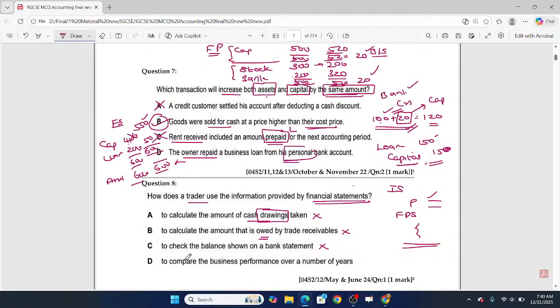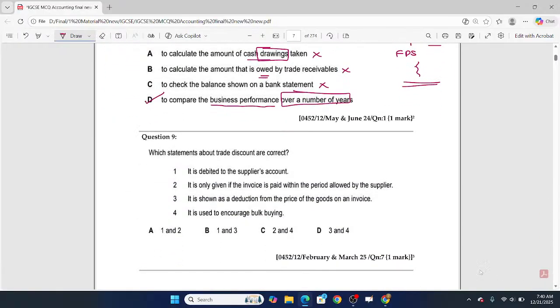Compare the business performance over the number of years. That is very, very important. Today's profit is 100, yesterday's profit is 80. Then it gives an indication that this year you are earning better than the previous year. So because of that reason only the financial statements are used by the trader. So D seems to be the superior choice among the four choices. We have to choose this one, right? And ninth one.